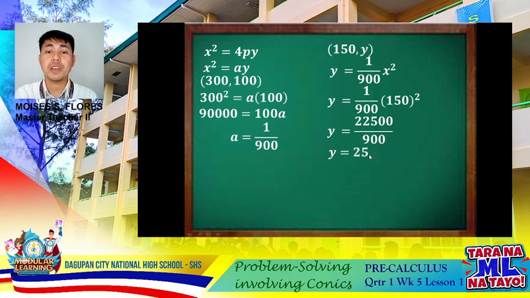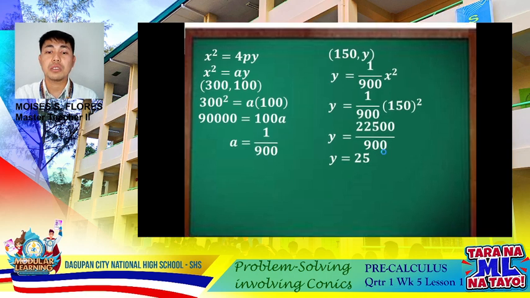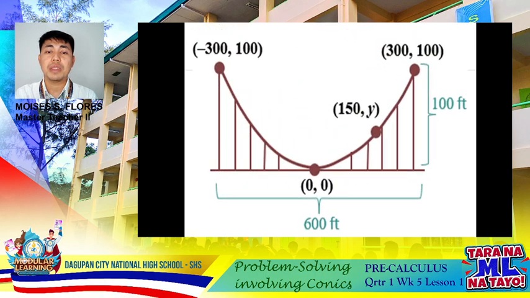So this 25, as we all know from the unknown, you are asked here for the height of the cable 150 feet away from the center. Okay, so representing this in our given drawing or sketch, therefore the height of this is said to be 25 feet. Okay, so this is an application of parabola.